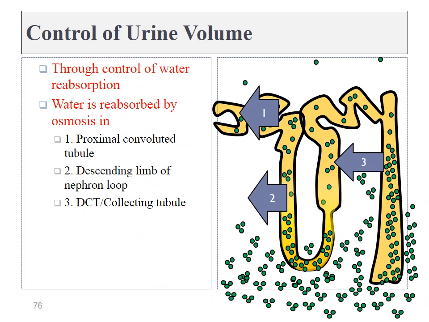In the collecting duct, we could either turn on or turn off the aquaporins. We also reabsorbed water in the proximal convoluted tubule and the descending limb of the loop of Henle. There were aquaporins here as well, but these aquaporins are always there. It's only in the collecting duct where we can turn things on or off.